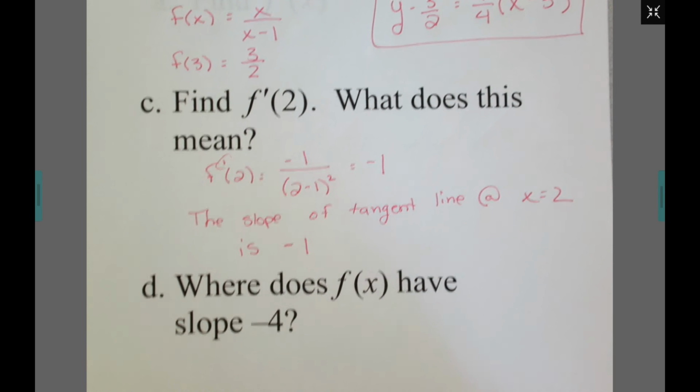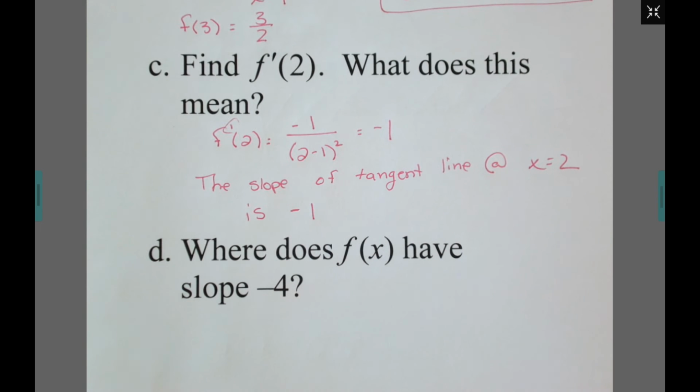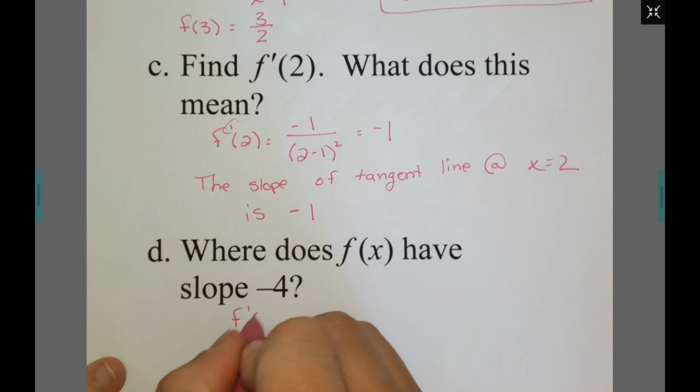D, where does f of x have a slope of negative 4? Thinking about that, go back to your derivative because we're dealing with slope.